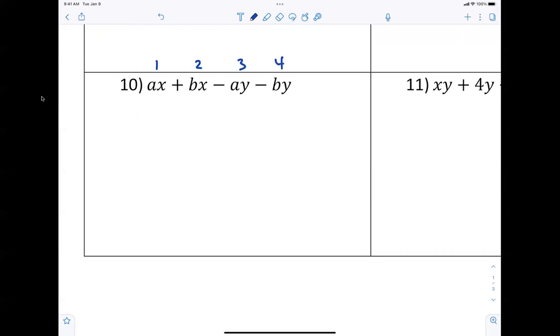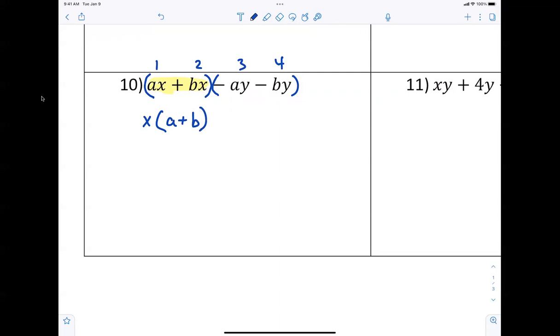For factor by grouping, put a set of parentheses here. Notice where I put the other parentheses here and here. Is everybody with me on that? Everybody good? So now we have to do a GCF. What's common here? X. So then I put what? A plus B. Everybody good with that?